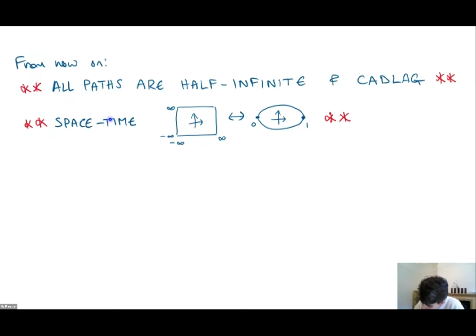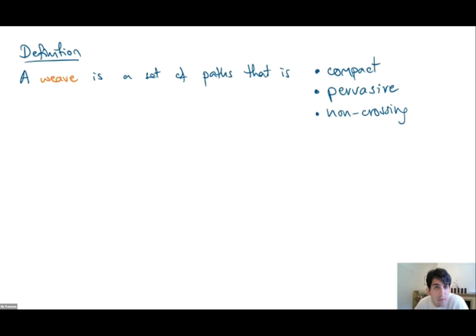Okay, so these are the things that I'm interested in. Weaves. So a weave is a set of càdlàg half-infinite paths that are compact in the sense I've set up, pervasive, so they cover space-time in the almost sure sense, and I want them to be non-crossing as well. I'm going to appeal to your intuition for what non-crossing means. It'll save me a bit of time.